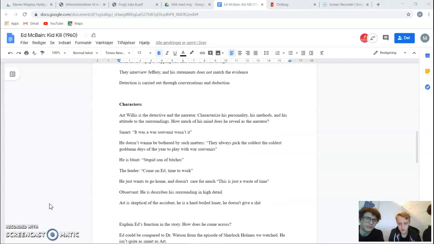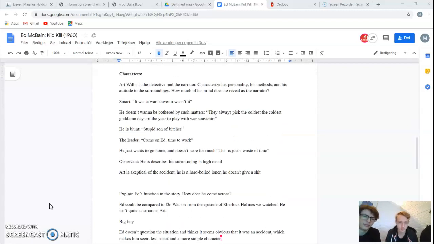And then on to characters. We've got Art Willis. He's a blunt and smart guy. For example, at the start, he says it was a war souvenir, wasn't it? He knew it from the start, even though he had heard very little of the case at that time. And he's what you'd call a hard-boiled loner.